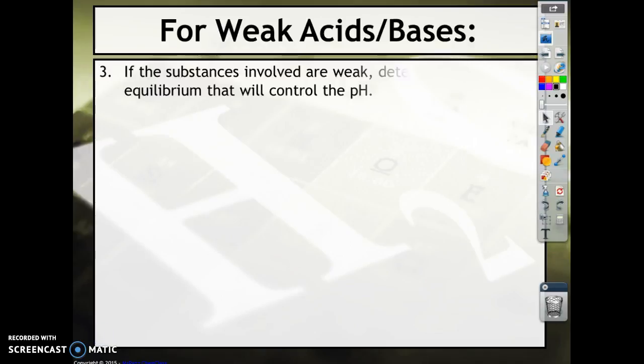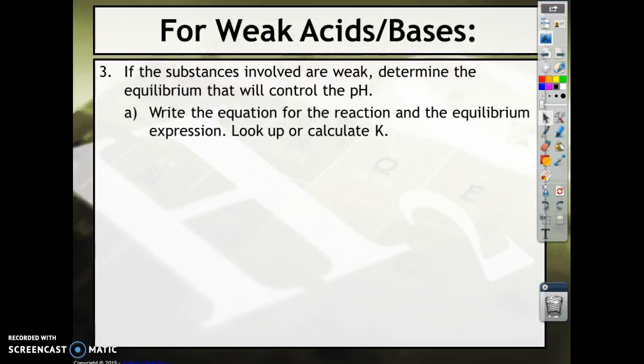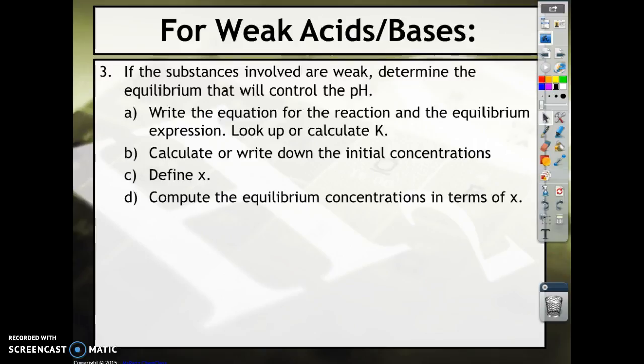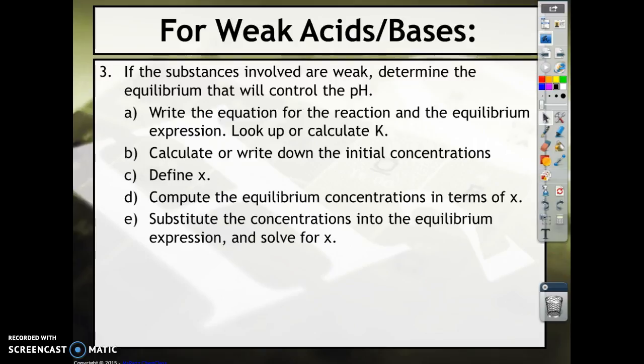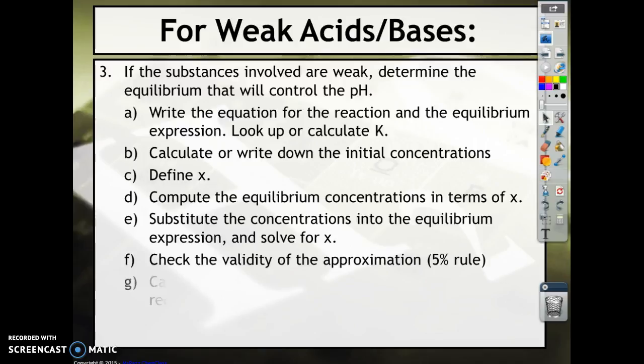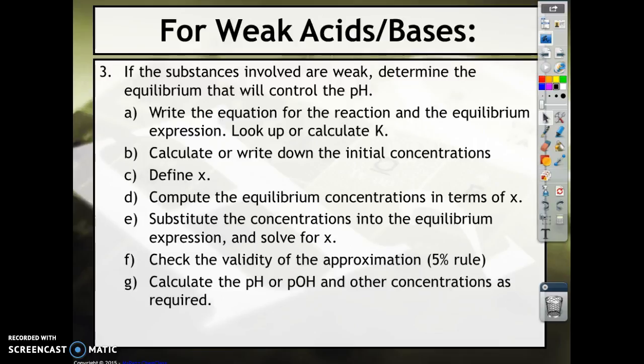Okay, so what if it's a weak acid or base? First, you're going to determine what controls the pH, so once again, compare it to water, and then write your equation, and it says look up or calculate K. You'll be provided with K. Write down your initial, figure out your change, calculate X, substitute your concentrations back in. Don't forget to do that part just in case it doesn't equal X exactly, and don't forget to do your 5% rule. Then calculate your pH, your pOH, concentrations, whatever the question asked for. So make sure you always go back and check what the question asked for.